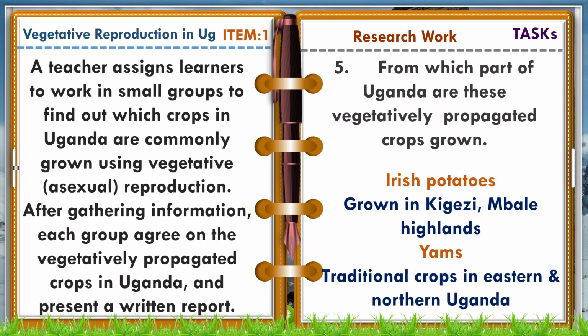Now, when it comes to Irish potato, these are mainly grown in Kigezi and Mbale, and you find that all these areas are highlands. So Irish potatoes grow very well in highlands. That's why they are grown in Kigezi highlands and Mbale highlands. Then when it comes to yam, these are mainly traditional crops in the eastern and the northern part of Uganda, though they can also grow in other areas.